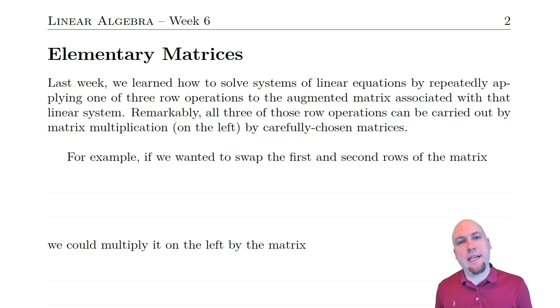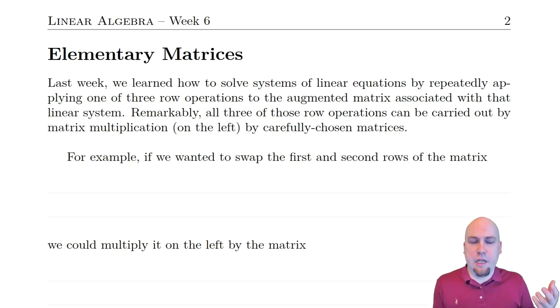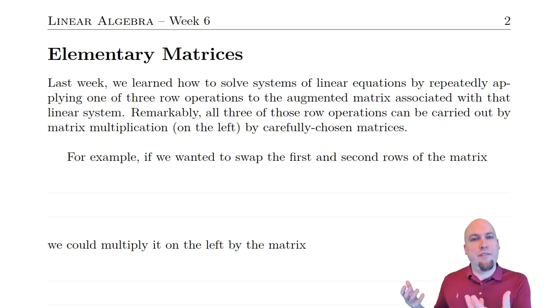Okay, the idea behind elementary matrices is they do for matrices roughly what prime numbers do for positive integers. Remember, every positive integer can be written as a product of prime numbers. So in a sense, the prime numbers are like the building blocks for positive integers. Something similar is true for matrices. Almost every matrix can be written as a product of elementary matrices, these things that we're going to look at today. So in a sense, the elementary matrices are like the building blocks for matrices.